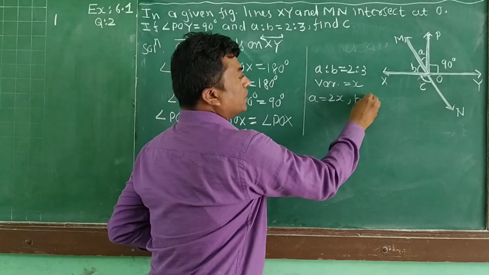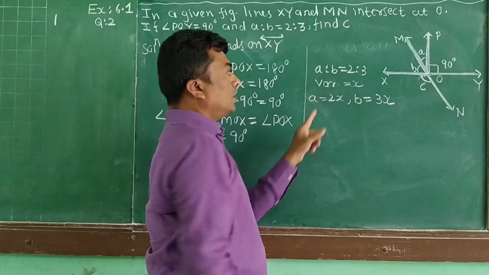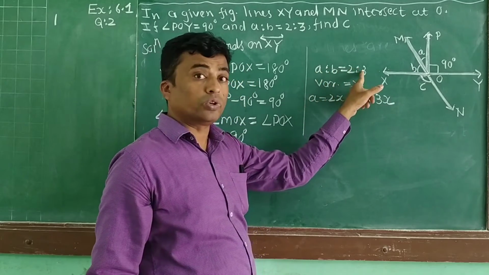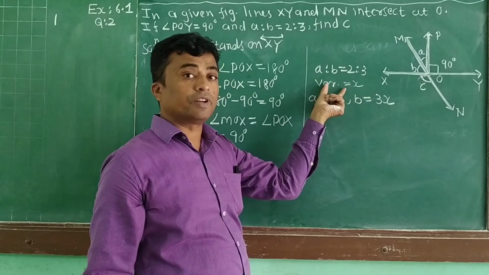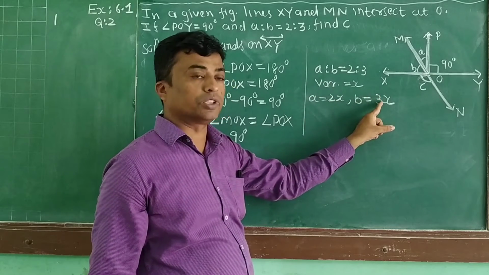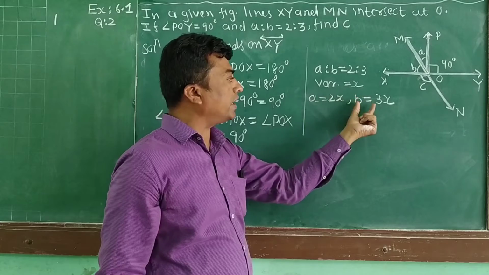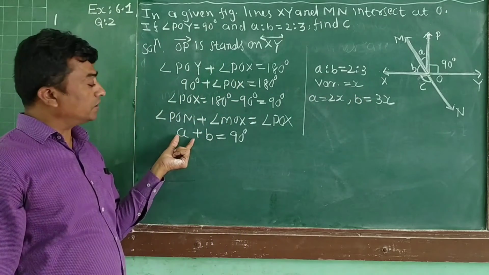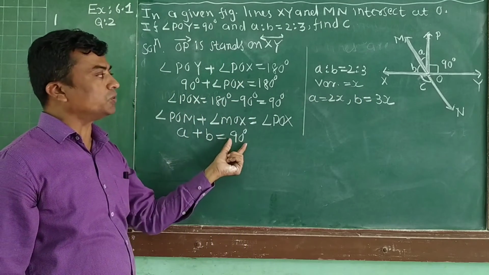2x, and b is equal to 3x. The ratio a to b is 2 to 3. If we consider one variable x, then a is equal to 2x and b is equal to 3x. We can put these values of a and b in the equation a plus b is equal to 90.